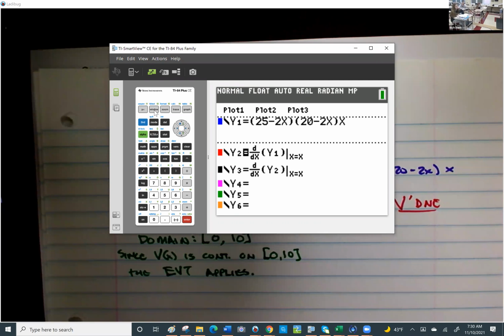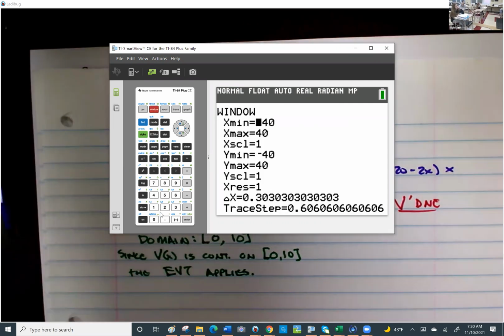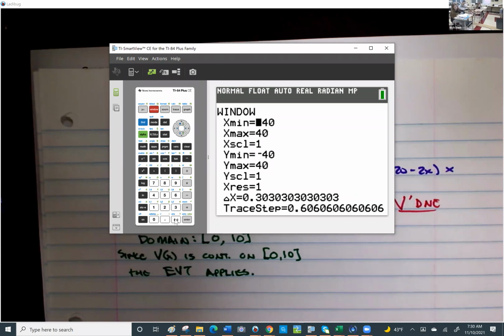And like I said, I'm just going to go in here and change my window. I usually like to go a little bit beyond just to get a picture of it. So rather than go 0 to 10, I'll just go -5 to 15, 5 on either side. For my y, again, I'll go -10. I could go -5 or -1 if I wanted to. I could keep it at 40 also, but I'm just going to graph this guy.